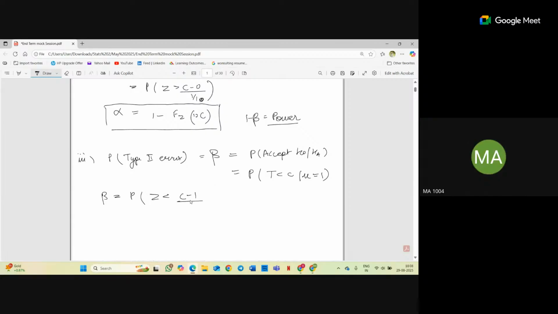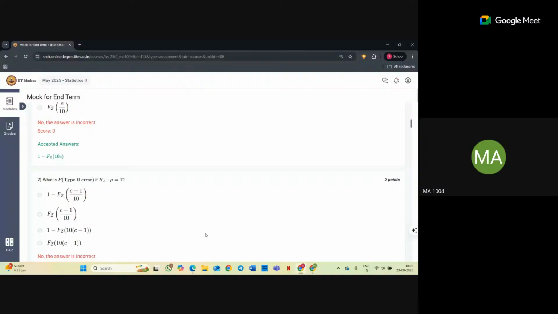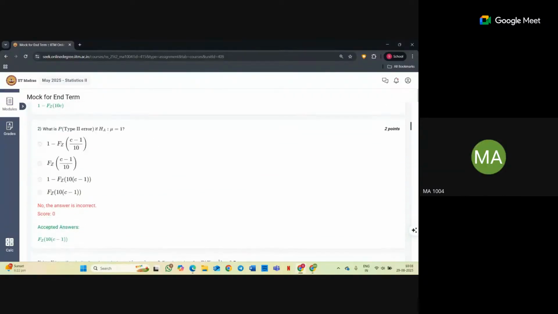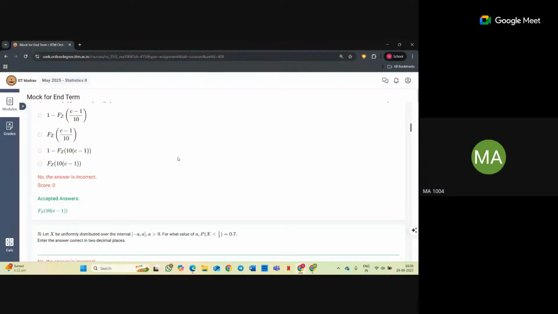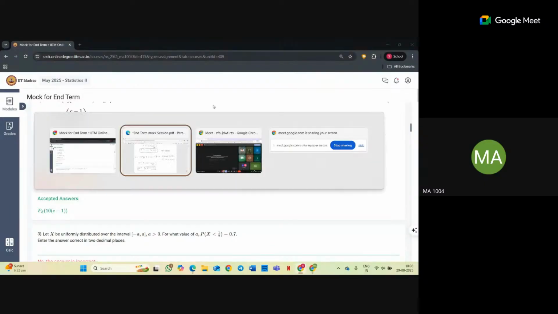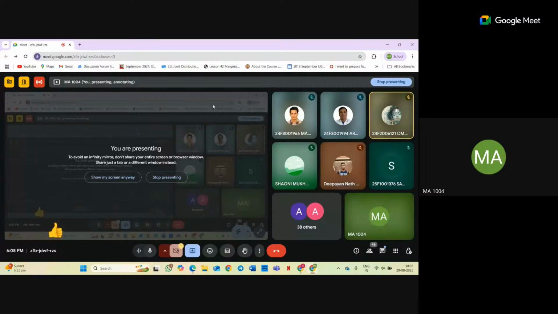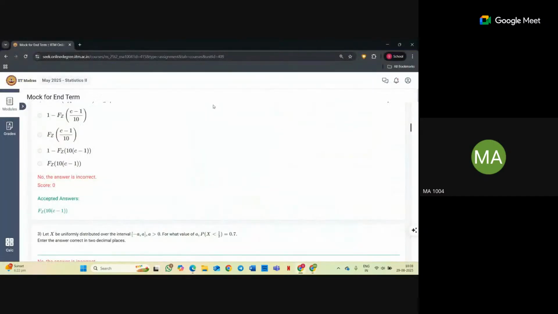Okay. So this will be c minus 1 divided by 1 by 10, correct? So simply this will be Fz of (c minus 1) by 1 by 10, which is 10c minus 10. So this will be beta. Is this fine? Are these two questions clear to everyone? No doubts? Can I get a thumbs up? Okay, fine. Let's proceed to the next question.